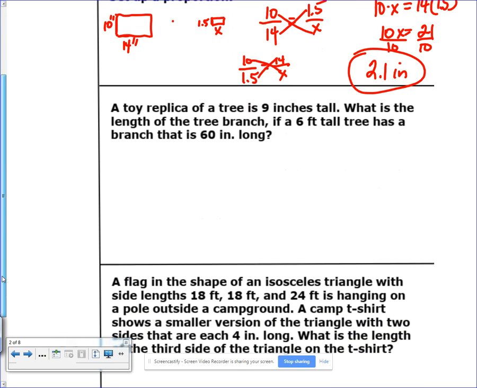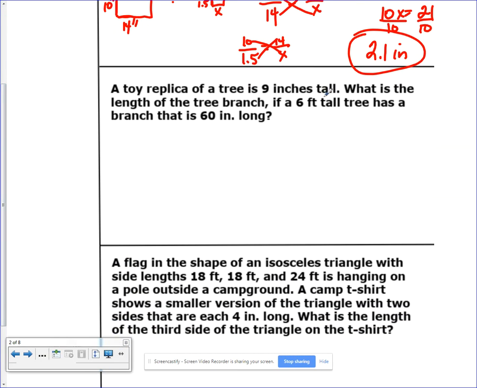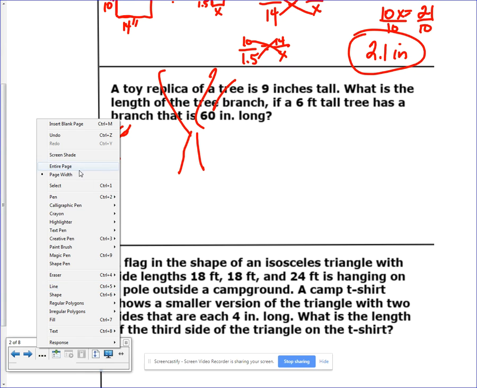Ooh, a toy replica of a tree is 9 inches tall. Okay, so you've got the toy tree. Don't make fun of me. And then you have the big tree, okay, that's way bigger. Now, it's going to be hard to get that drawing to look very scale-like.